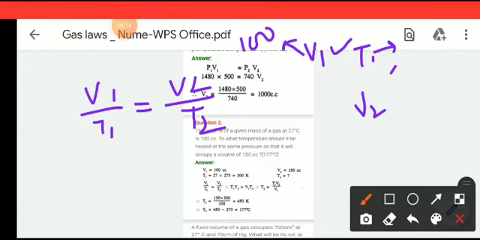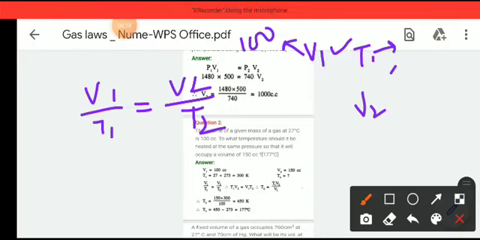Whenever I discussed Charles' law, I already said that to use it we have to use the absolute temperature, that is the Kelvin scale. So 27 degrees Celsius is not going to work.